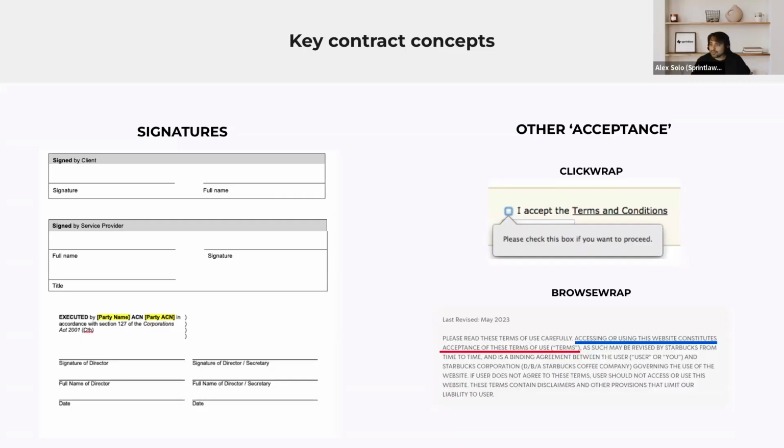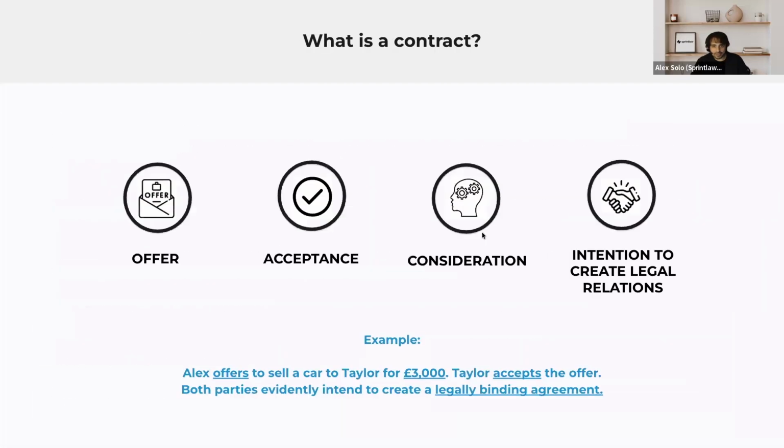We also have these browse wrap terms, which people might have, I don't know if people have spent time clicking into the terms and conditions on websites, something I love to do in my pastime. But if you read the terms and conditions of many websites, they say things like, accessing or using this website constitutes acceptance of these terms. This is a little bit gray. So, as I said before, you don't need a signature for a contract to be formed. You just need those four elements we covered.